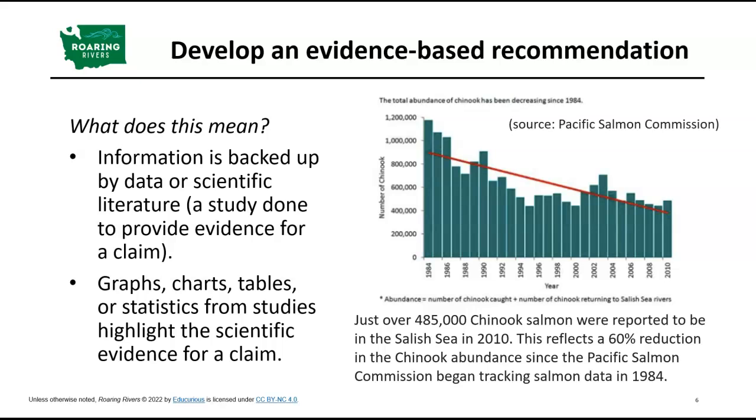So in the Salish Sea in 2010, which is where our data ends, right, there were just over 485,000 Chinook salmon. That's a 60% reduction since they began monitoring salmon data in 1984. So there's 60% fewer salmon available in the Salish Sea. That's a problem. You can find these kinds of graphs and things, by the way, by doing Google searches. I don't need you to dig through tons and tons of paper and scientific research studies to look for them.